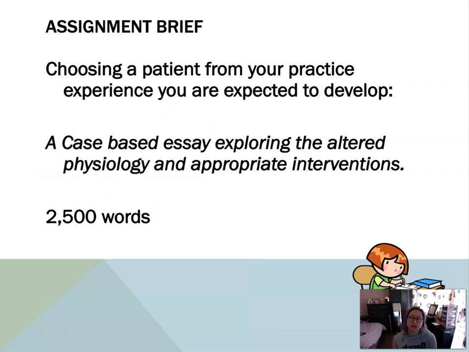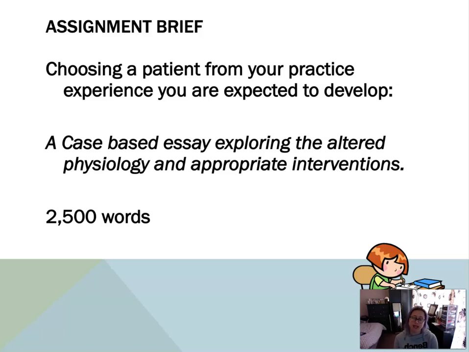So obviously with this assignment, you've got to choose a patient from your practice experience. Because we're linking to your practice, we're thinking about what you do on a daily basis. Hopefully everybody's chosen condition will link nicely to what they're actually looking at on a daily basis. And hopefully from the research and the writing of this assignment, it should support your practice and develop your role helping a patient who has this chosen condition, illness or injury.